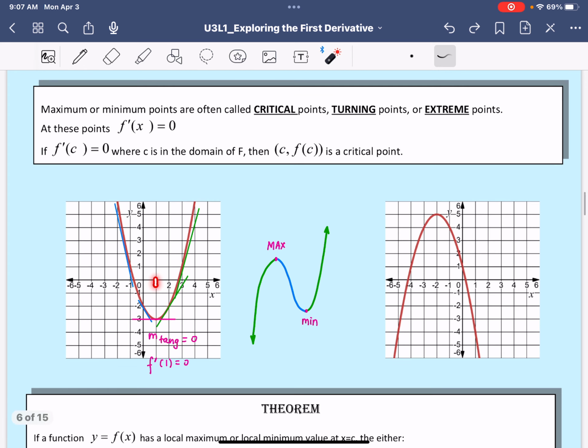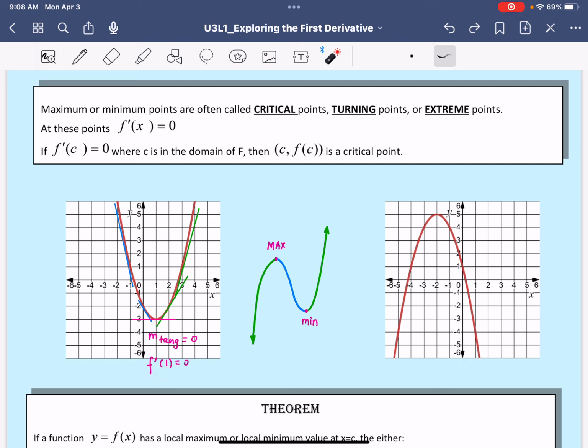On the left side of x equals 1, so from negative infinity to positive 1, the function is decreasing. The slope of the tangent is negative, which means that the derivative is negative. On the right side of x equals 1, so from 1 to infinity, the graph is increasing. The slope of the tangent is positive, so the derivative is positive. Exactly at 1, the slope of the tangent will be 0, and this is where the function will hit a minimum. So we're going to say that the derivative of the function at the minimum will be 0.